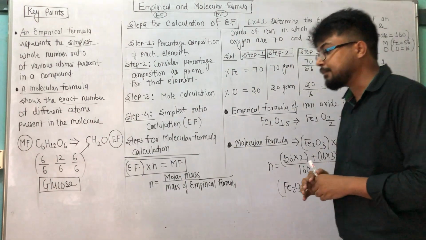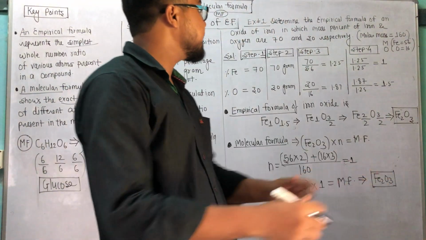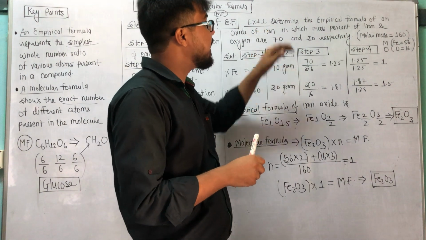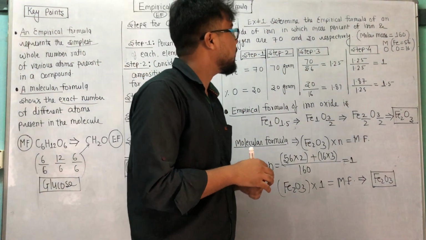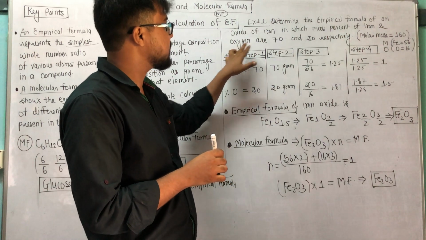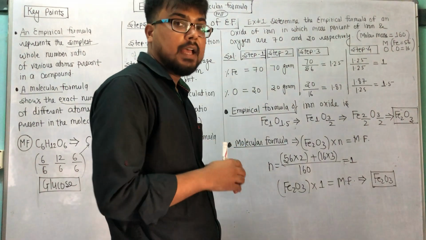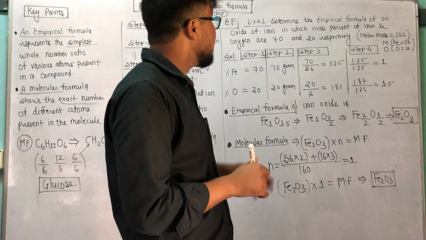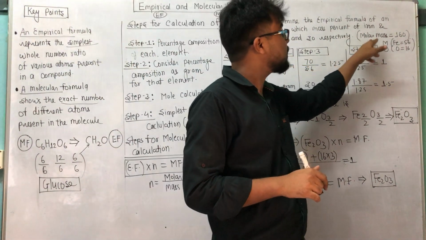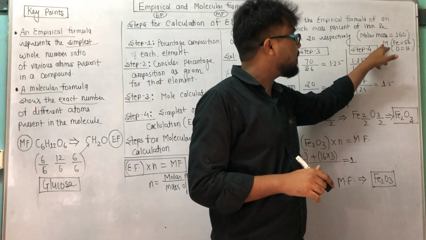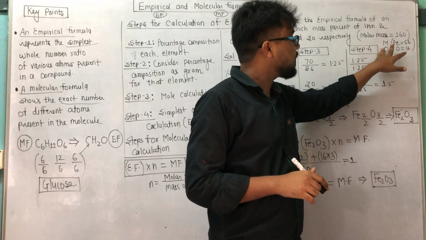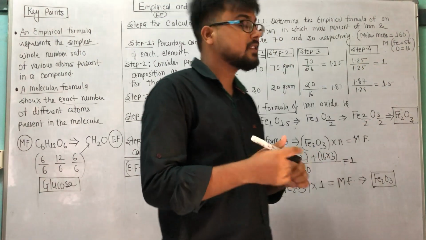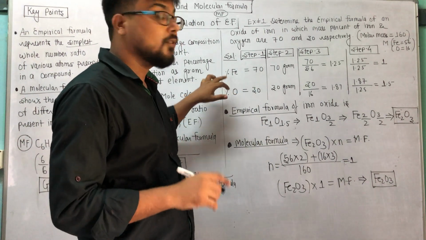With the help of one example, it would be better to understand how we can determine the empirical formula and molecular formula. See here, I have one question. Determine the empirical formula of an oxide of iron in which the mass percent of iron and oxygen are 70 and 30 respectively. He can also ask for the empirical formula as well as the molecular formula, but we can calculate both, correct? He has also provided the molar mass of that oxide, and also given the atomic mass of Fe and of oxygen. M for Fe is 56 and O is 16, correct? Now step 1, what is step 1?